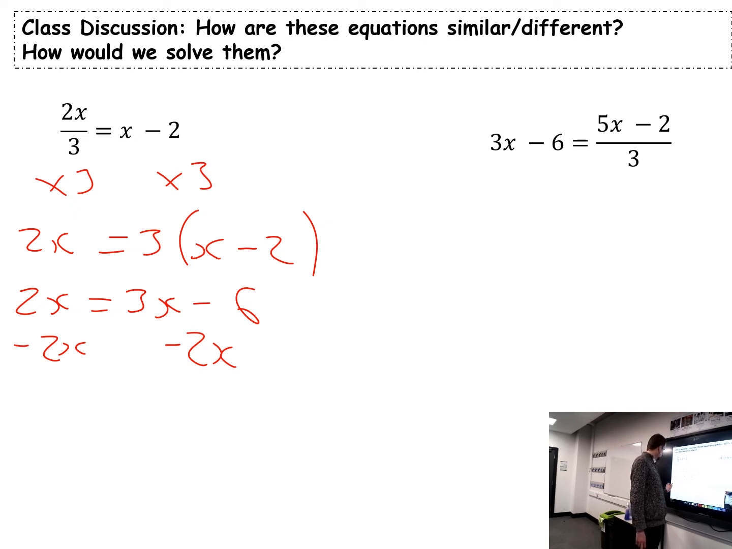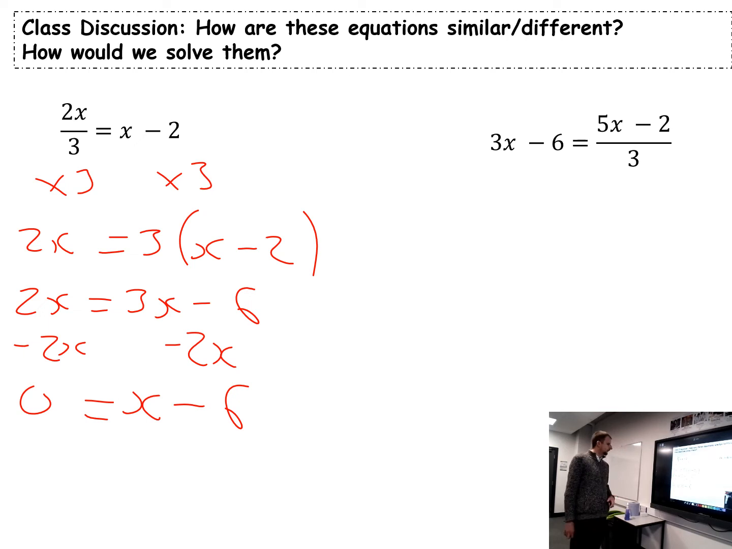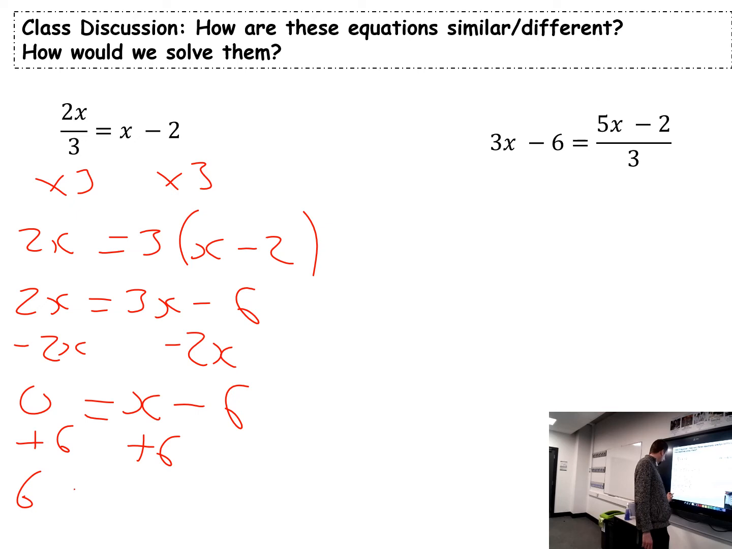So here this will be 0. And then we have x minus 6. And then we want this negative 6 on the other side. So the opposite to subtracting 6 is adding 6. Okay, so we have 6 is equal to x. Or you may prefer to write it as x is equal to 6.